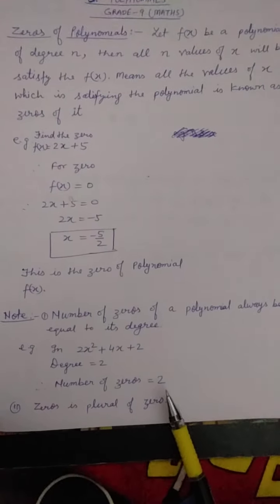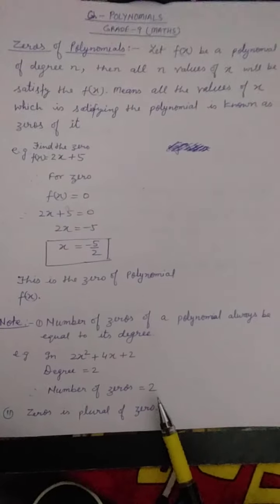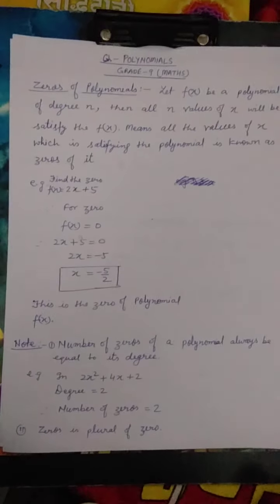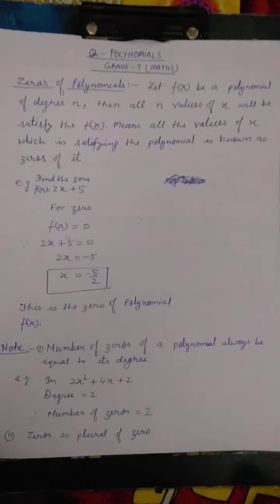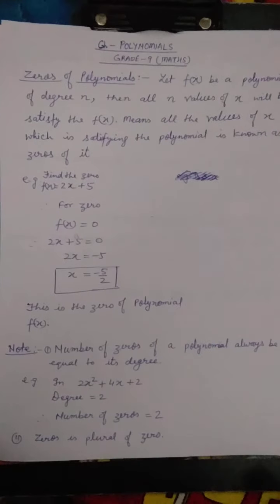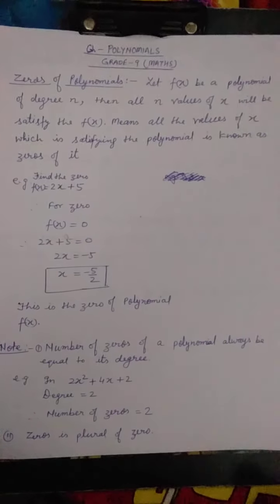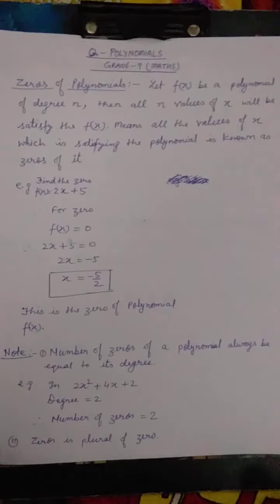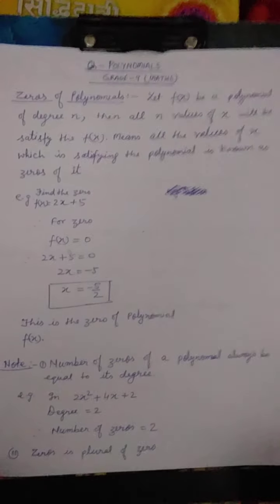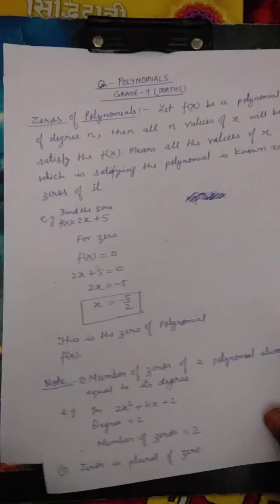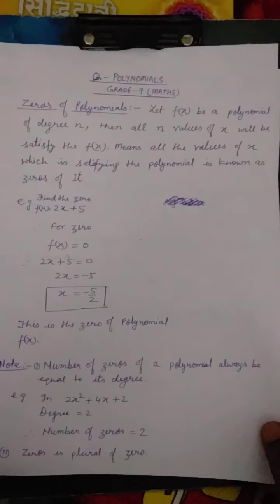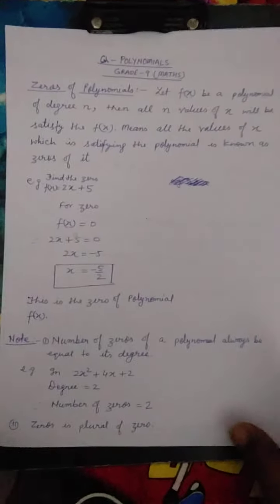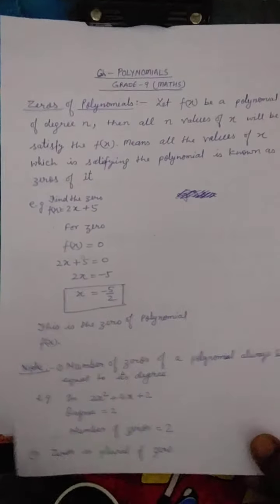One more thing is important for us. If the number of zeros is 2, then we cannot say for certain whether the zeros are real or non-real. After calculation we can confirm whether zeros are real or non-real, but one thing is confirmed: the number of zeros will be equal to the degree. Okay, so let's proceed to the next thing. We will do some questions from the exercise, and we will discuss the remaining things in the next video. Okay, so let us complete this one first.